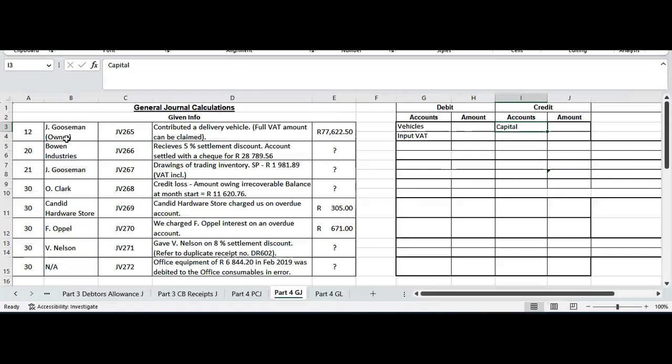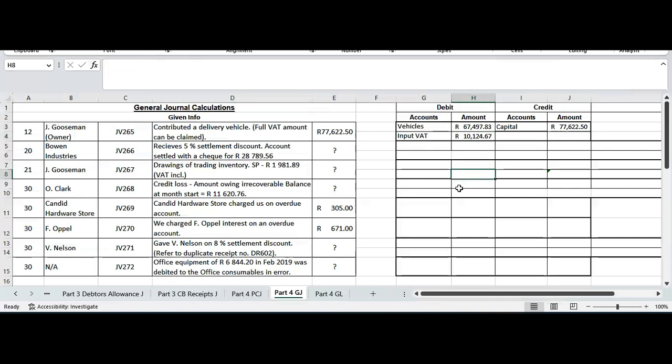Okay, so what we do here is take the full amount under capital, because that is the value inclusive of VAT that he is contributing. And then the vehicle will be that amount divided by 1.15. So vehicles are increasing by 67,500, and our input VAT is also increasing.